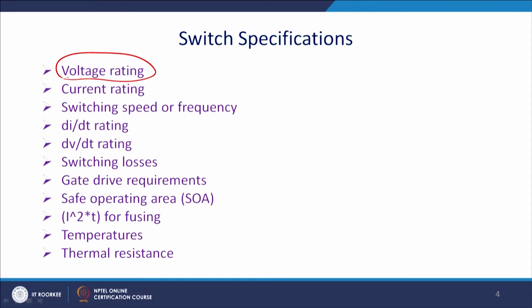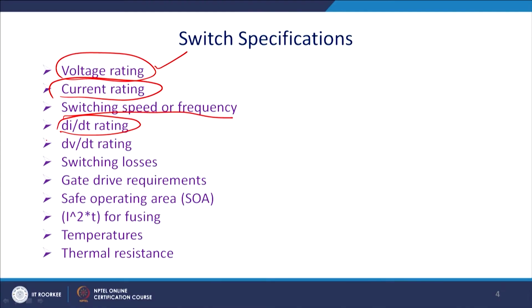Ideally, its forward blocking and reverse blocking capability is infinity, but actually you have a voltage rating that will specify your forward and reverse voltage blocking capability. The switch should ideally have infinite current carrying capability, but the datasheet will prescribe the current rating of the device. Transition from switching on to switching off and vice versa is ideally instantaneous, but switching speed and frequency will have a limitation.